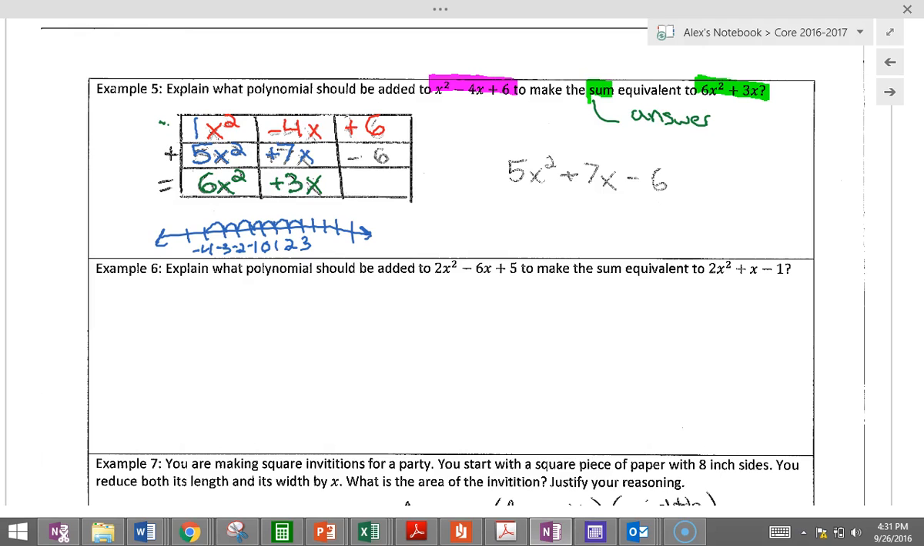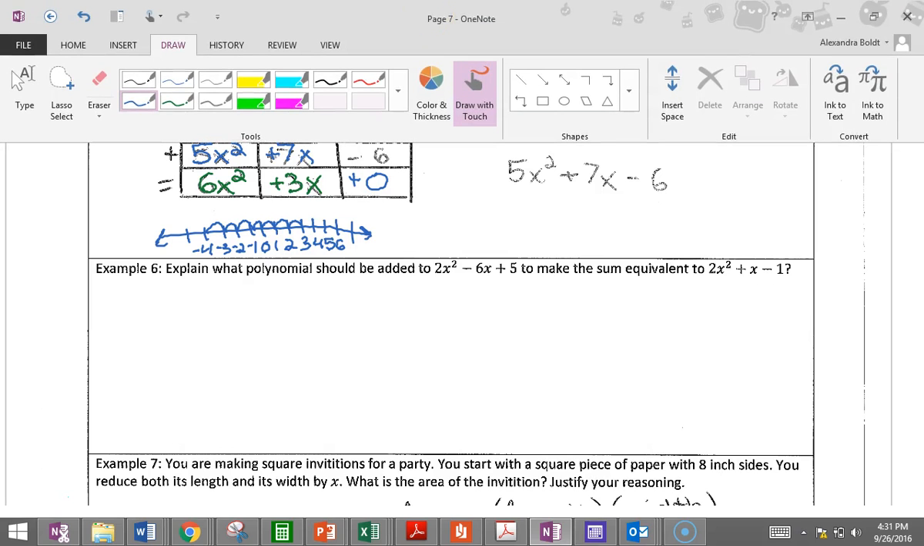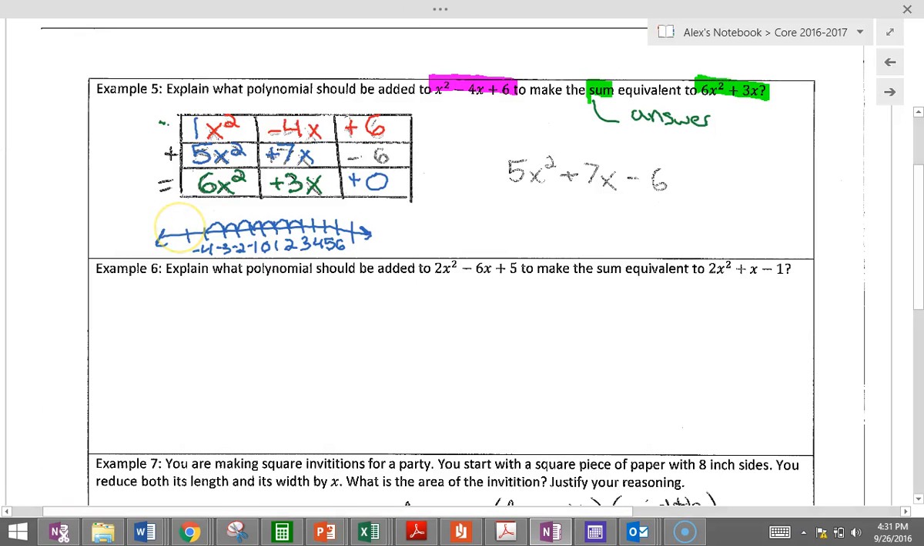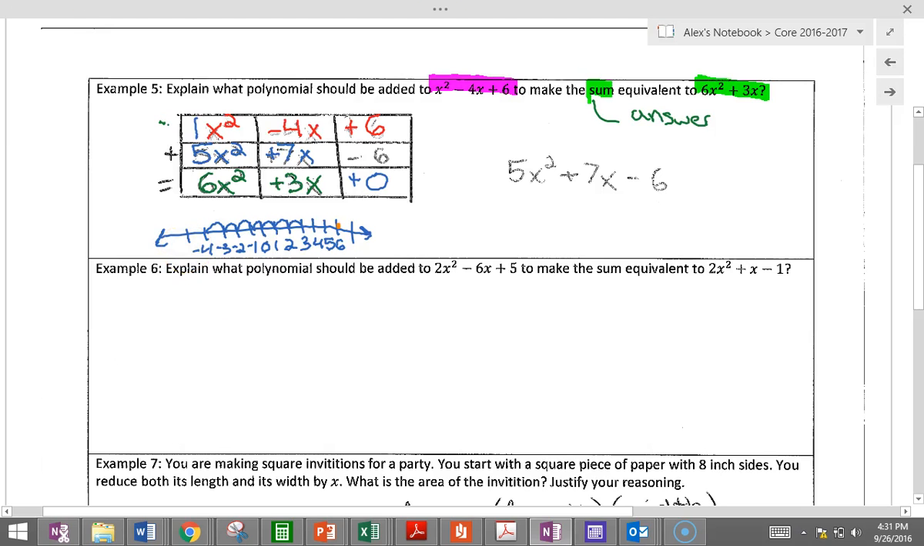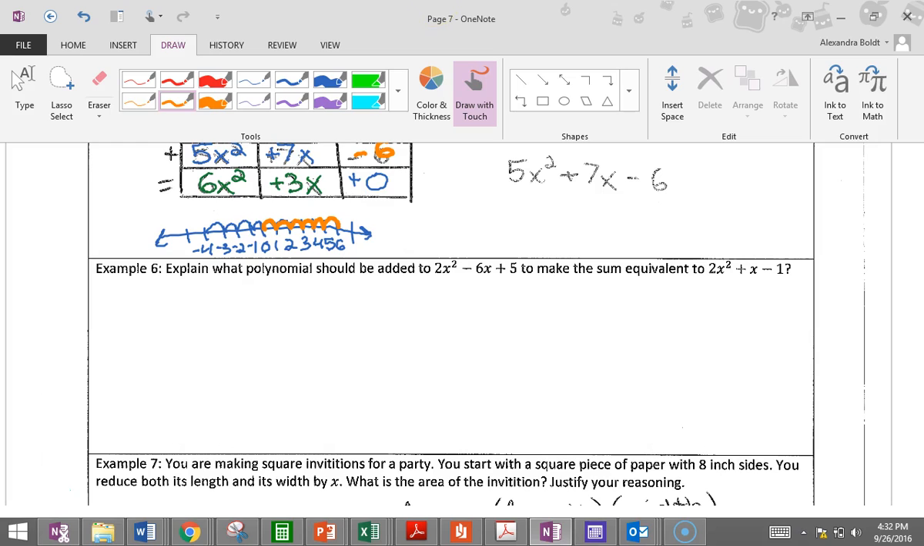And then for our last one, really I'm going from 6 to 0. I have 6 is 3x plus nothing. So in order to go from positive 6 to 0, if I'm starting at 6, I want to get to 0, I'm going 1, 2, 3, 4, 5, 6. That gets me to 0. So I have to go back 6. So 5x squared plus 7x minus 6.